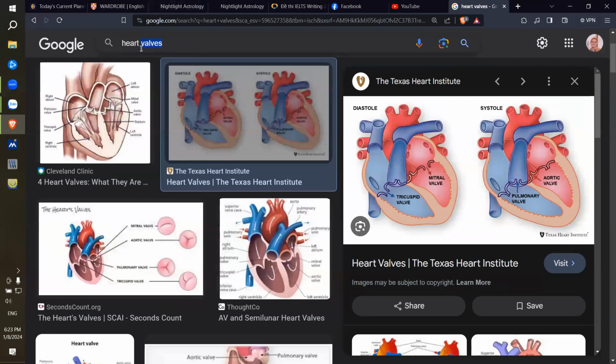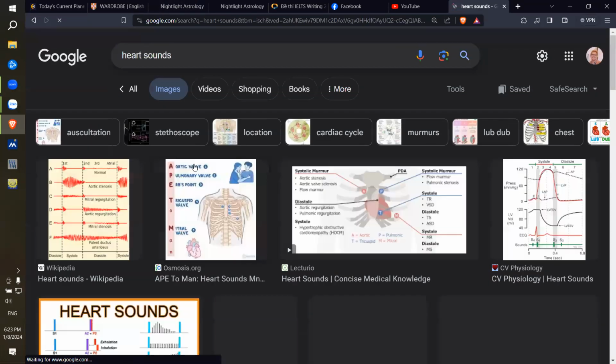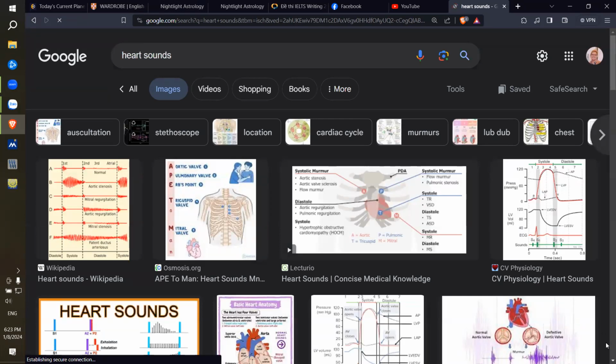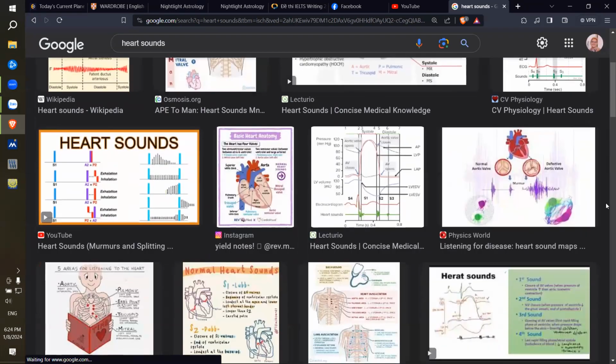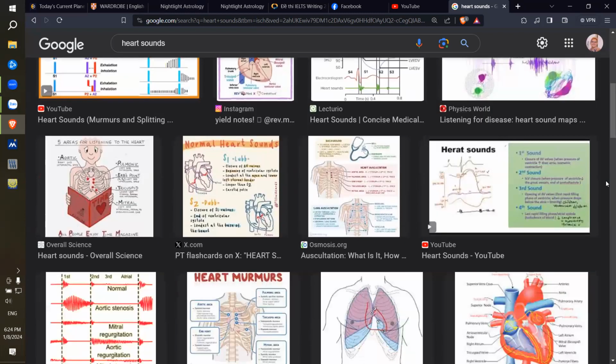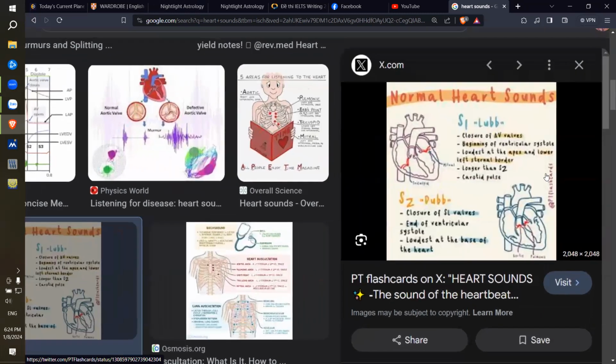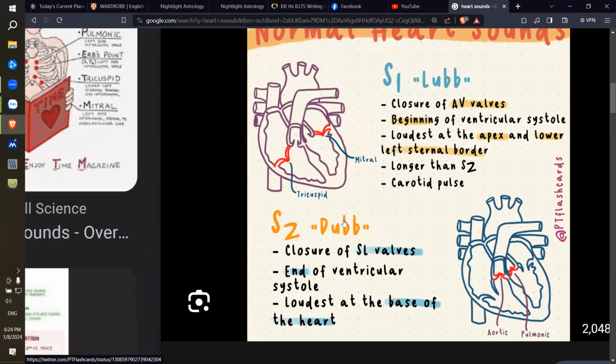These sounds, heart sounds. If you look at this one, a normal heart sound, you can see here: lub and then dub. The first heart sound, lub, is when the AV valves, the tricuspid and mitral valves, close. And these muscles start to contract, so the ventricle starts systole.